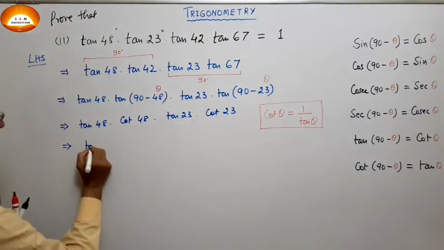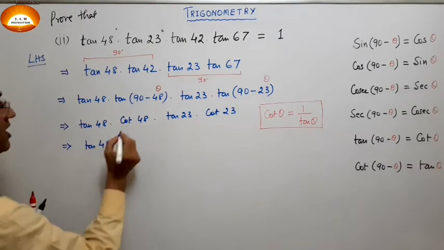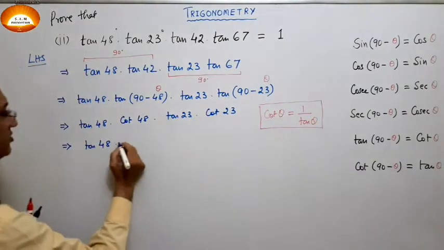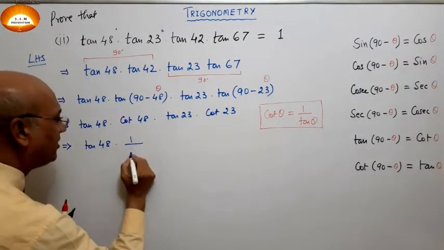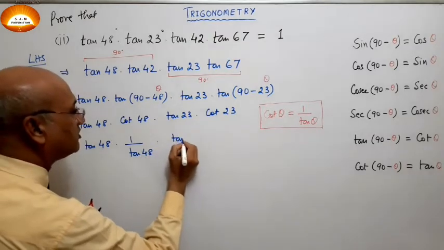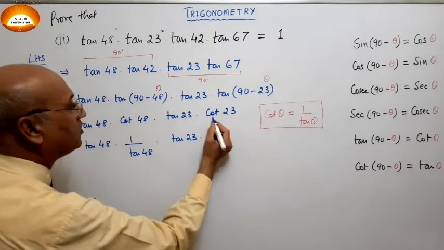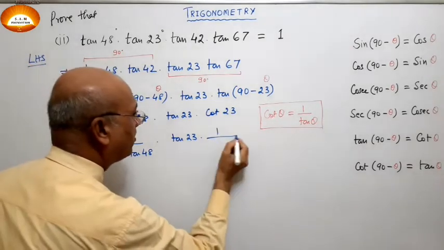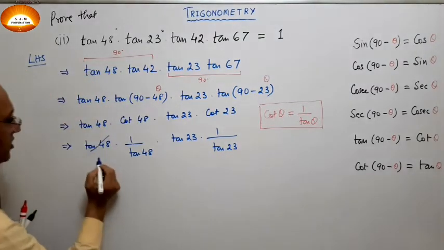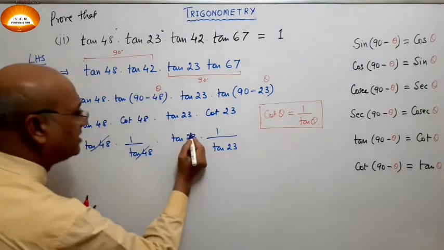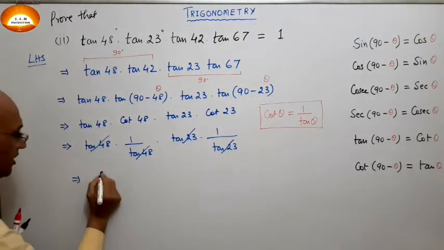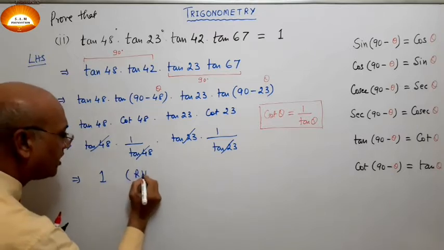See, tan 48 as it is. Now instead of cot 48, I am going to write 1 upon tan. So cot 48 can be written as 1 upon tan 48. Now tan 23, cot 23 can be written as 1 upon tan 23. Now can you see here, tan 48 cancels, tan 23 cancels. The final answer comes to 1, which is your right hand side.